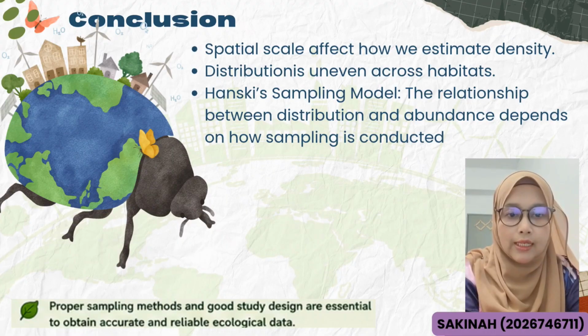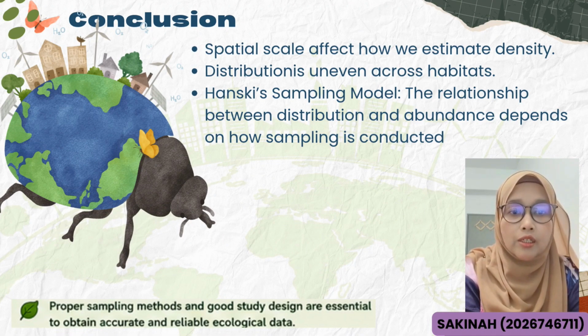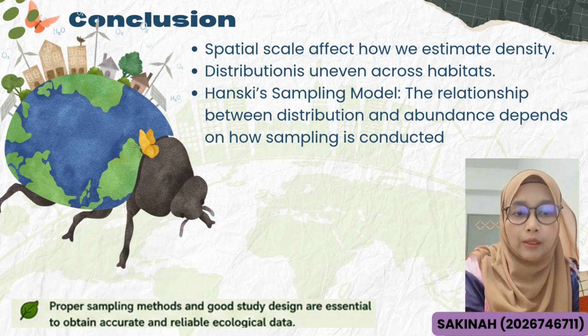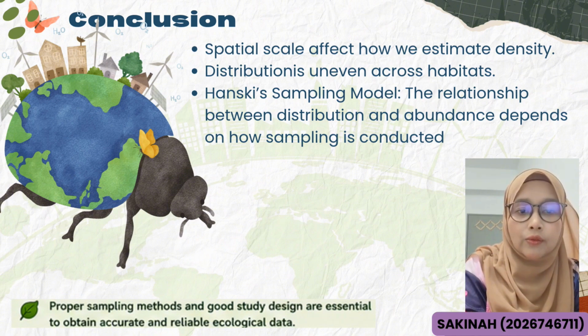Okay, the last slide is the conclusion. The 3 main challenges can affect the accuracy of population density estimates. Therefore, using representative sampling methods such as placing quadrats in different habitat types is important to obtain reliable ecological data.